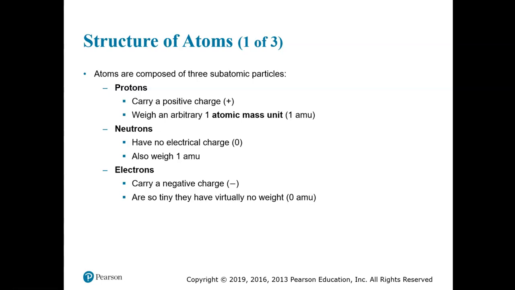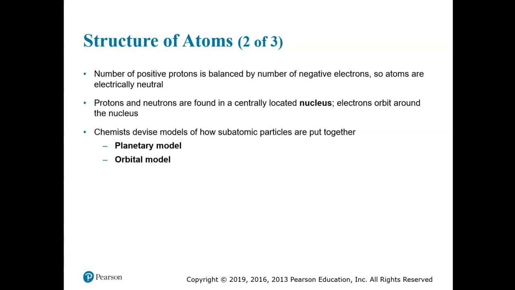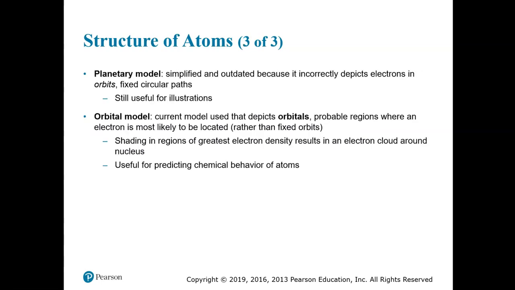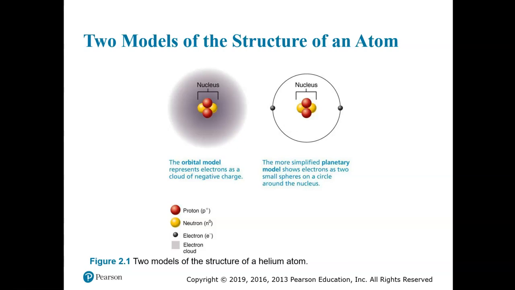Now, we do need to talk about the structure of atoms and the subatomic particles that are found within an atom. Make sure you know the charge and the location of each of the particles. Protons have a positive charge. They're located inside the nucleus of the atom. Neutrons are neutral. They have no charge or 0 charge. They are also located in the nucleus. And electrons have a negative charge, and they are found outside the nucleus in electron clouds.